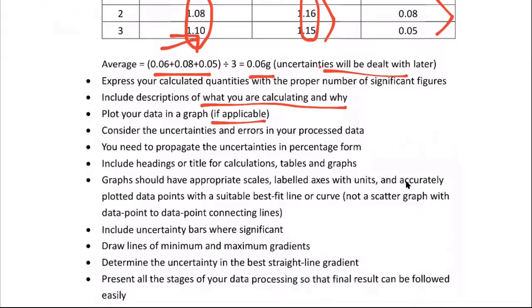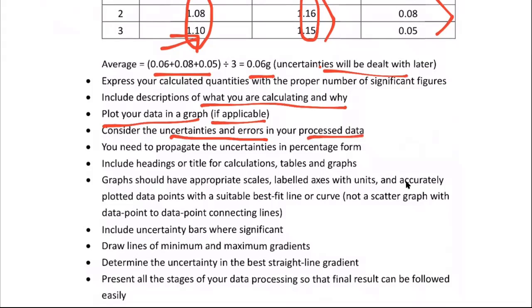If applicable, plot your data in a graph. You won't always have to do that, but it is good to do that if you're able, because that's a good visual thing. If you do a graph, there are some specific things you need to have on it that we're going to talk about next week. You have to have these things called error bars. You have to have labels and different things like that. Make sure that you're considering the uncertainties and errors.